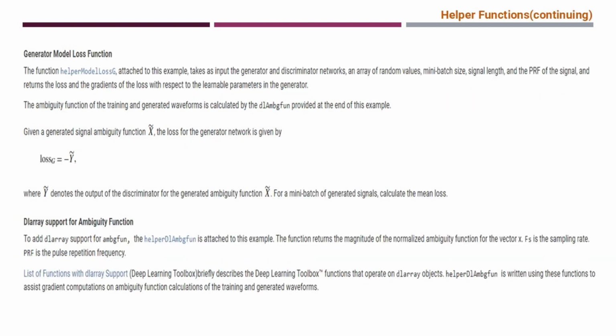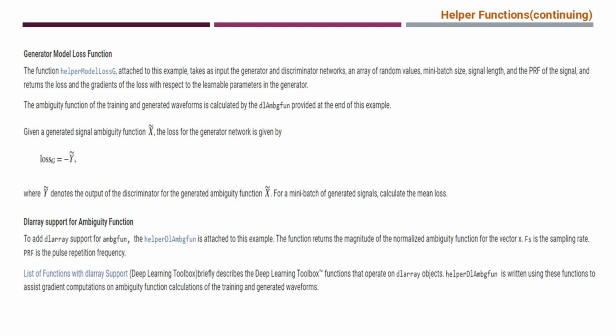Here is the summary of the generator model loss function. Purpose: the helper model loss G function calculates the loss and gradients for the generator network in the WGAN-GP model. Inputs: generator and discriminator networks, array of random values, mini-batch size, signal length, signals PRF. Outputs: loss value, gradients of the loss with respect to the generator's parameters. Loss calculation. Ambiguity function: the ambiguity function of the generated signal is calculated using the DL-AMBG fun function. Generator loss: the loss for the generator is calculated as the negative of the discriminator's output for the generated signal's ambiguity function. Mini-batch loss: for a mini-batch of generated signals, the mean loss is calculated.